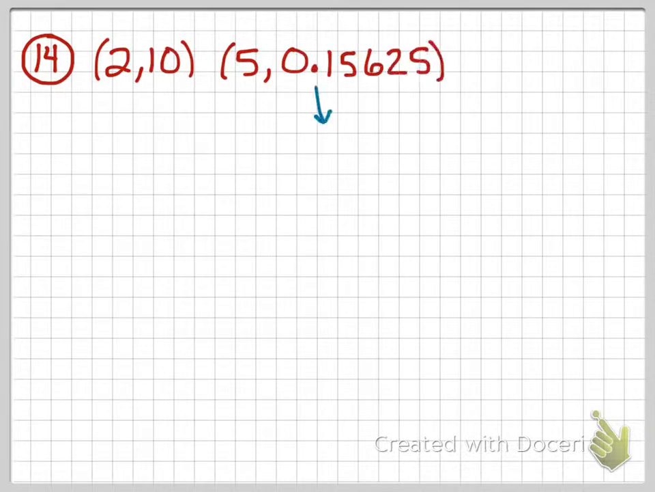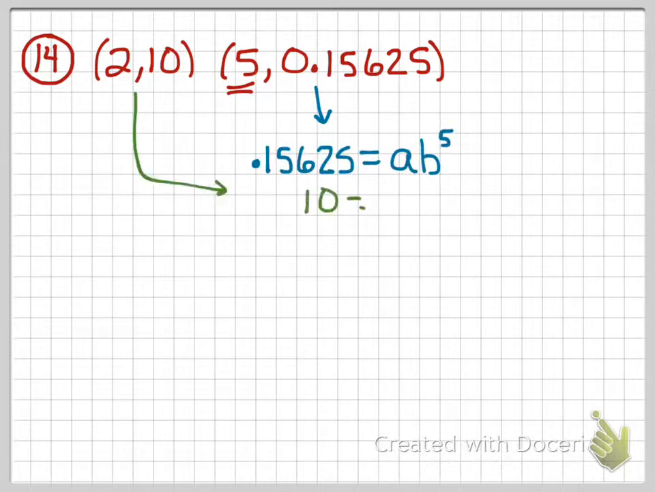Number 14. I have the points 2, 10 and 5, 0.15625. I'm going to plug both of these into y equals ab to the x power. Now there are other ways of doing this, such as making a table and finding your b value from there. I just find this method to be the most efficient way. So again, I use the higher x value, which in this case is 5. Plug that in first. I'm going to have 0.15625 equals ab to the fifth.